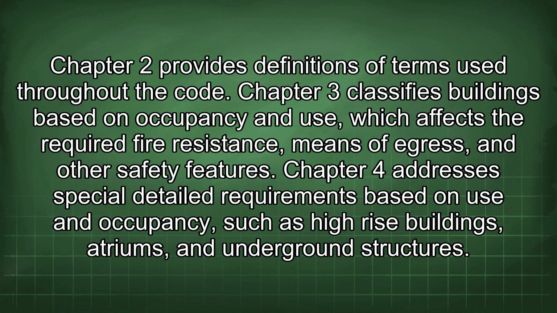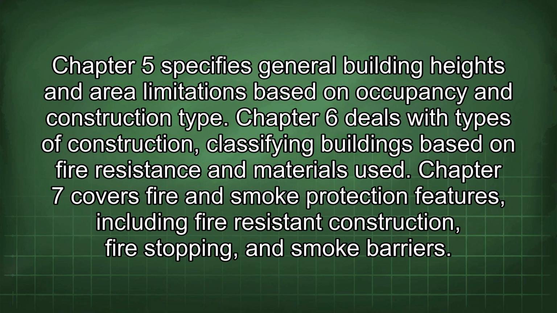Chapter 3 classifies buildings based on occupancy and use, which affects the required fire resistance, means of egress, and other safety features. Chapter 4 addresses special detailed requirements based on use and occupancy, such as high-rise buildings, atriums, and underground structures. Chapter 5 specifies general building heights and area limitations based on occupancy and construction type.